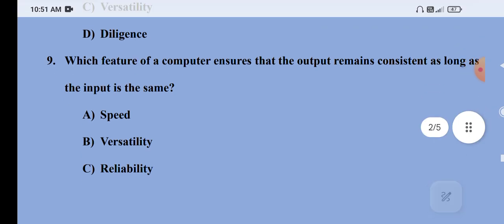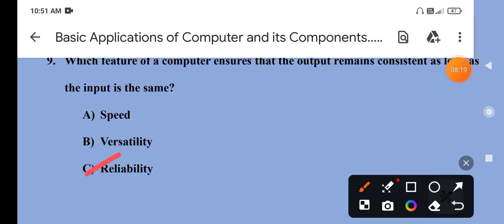Actually, there is some problem. Option C we can mark.